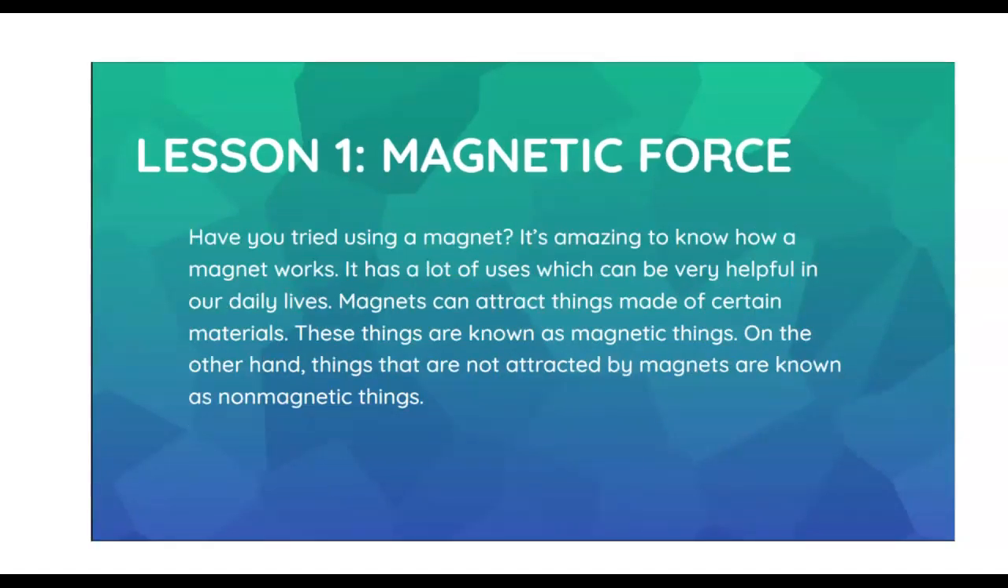Have you tried using a magnet? Okay, very good. It's amazing to know how a magnet works. It has a lot of uses, which can be very helpful in our daily lives. Magnets can attract things made of certain materials. These things are known as magnetic things. On the other hand, things that are not attracted by magnets are known as non-magnetic things.